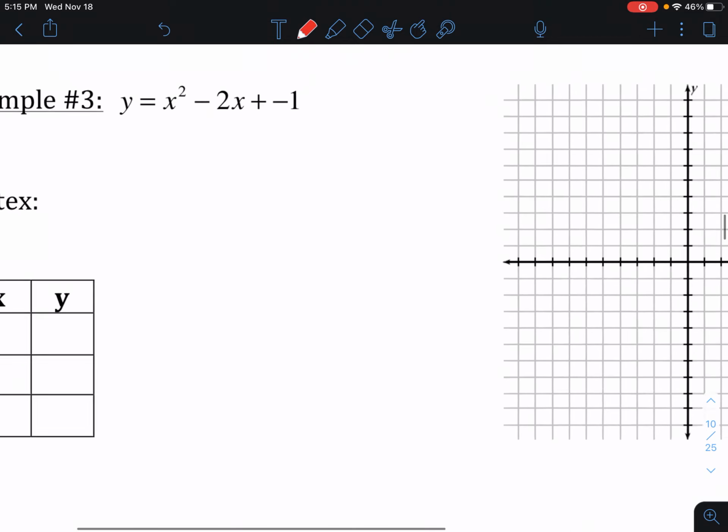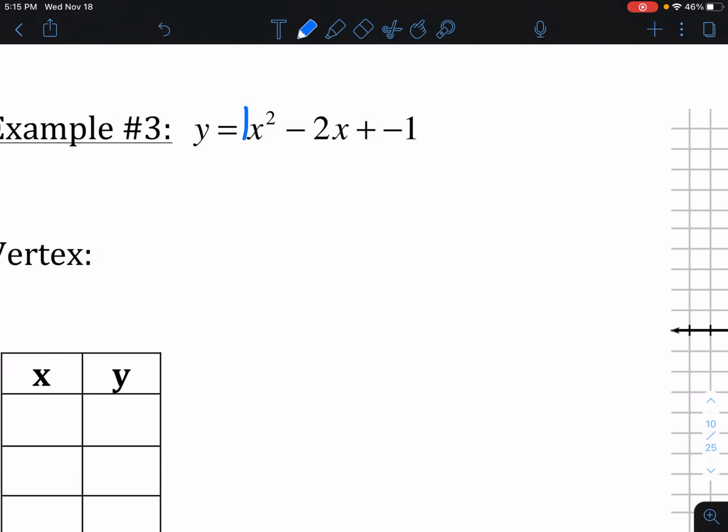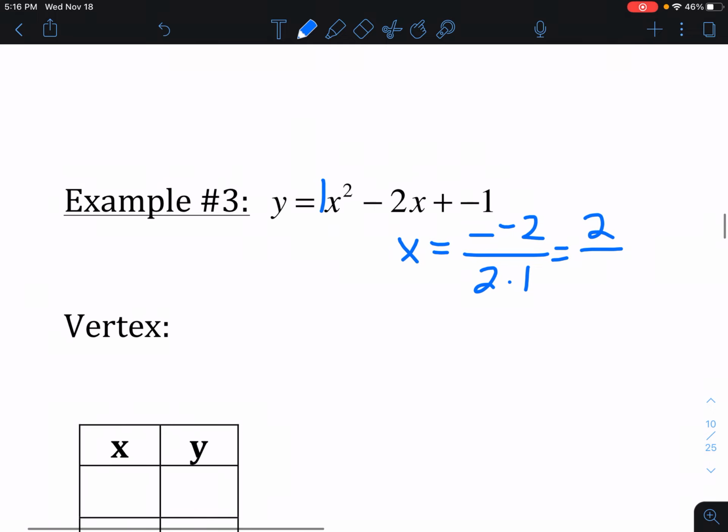Example 3. A is 1, B is negative 2, C is negative 1. So to find the vertex, negative B, B is a negative, so that's a double negative, which will change to a positive. Be careful with your signs. And then 2 times A, so we'll multiply and divide. So our x-coordinate of our vertex is 1.